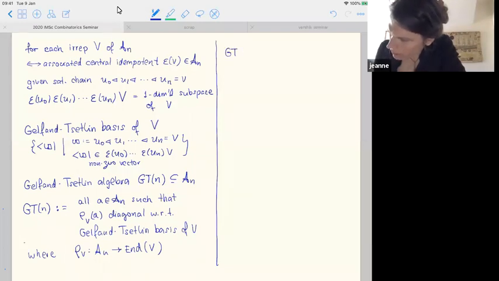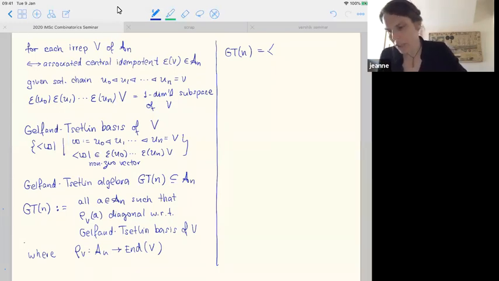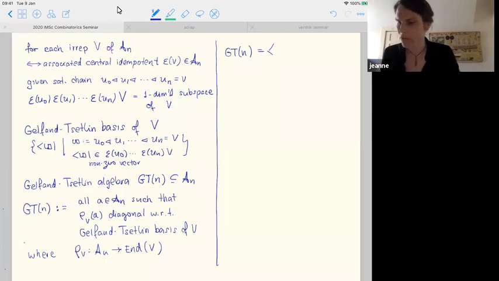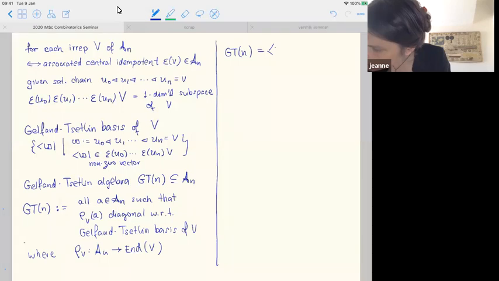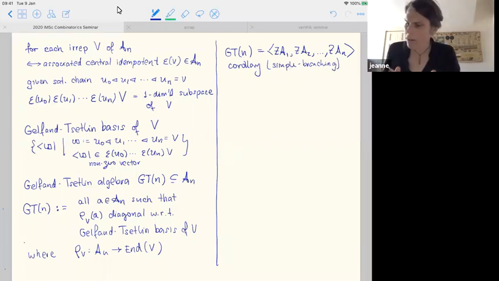An alternative definition, which follows from this, is that GTN is in fact the algebra generated by the centers. All of the algebras are nested in this chain, and so all of the centers of the previous algebras live in AN. So we can form the subalgebra generated by all of the centers: Z of A1, Z of A2, etc., all the way up to Z of AN. If you like, this is a corollary, and it in fact follows from the simple branching. And what we want is generators of this algebra.